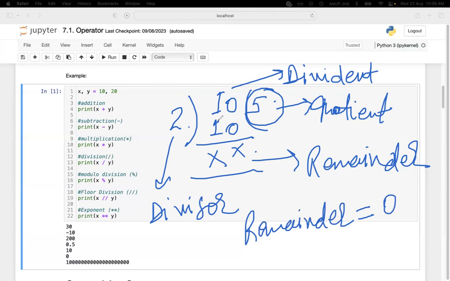Whenever you divide the dividend by the divisor, and it is completely divisible by the divisor, then you get the remainder as 0. So in this case, when you divide 10 by 2, the remainder will be 0.